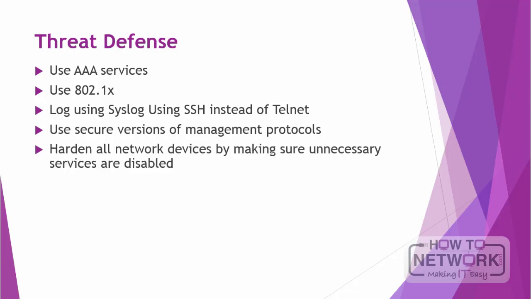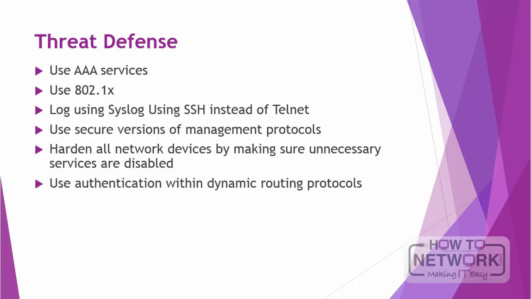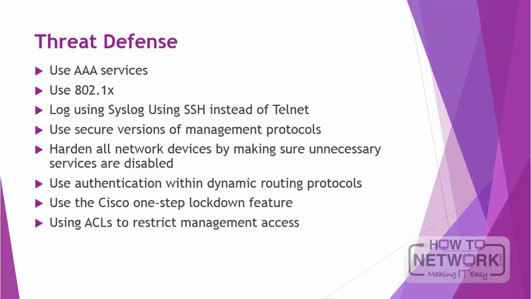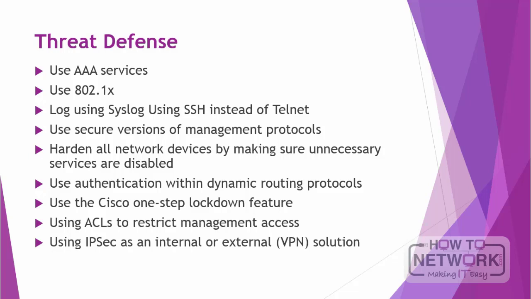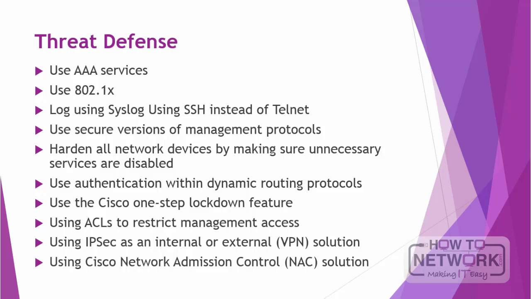Harden all network devices by making sure unnecessary services are disabled. Use authentication between devices that are running dynamic routing protocols. Use the Cisco one-step lockdown feature on network devices to harden them. Use ACLs to restrict management access, allowing only certain hosts to access the network devices. Use IPsec as an internal encryption method or external VPN solution. And then use Cisco Network Admission Control Solution, which ensures that network clients and servers are patched and updated in an automated and centralized fashion.